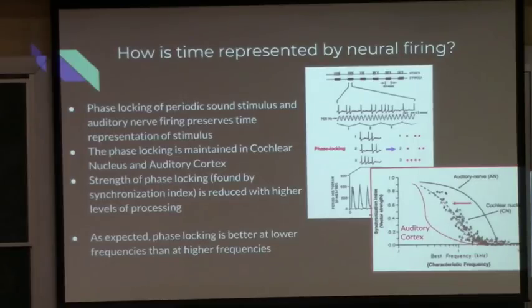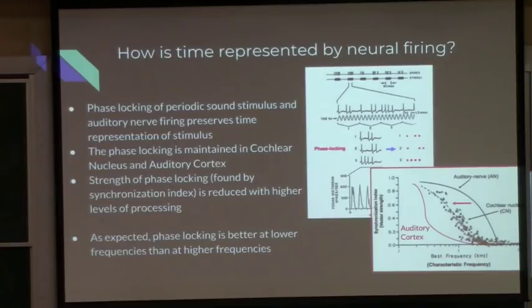And so the third question that he goes over is, how is time represented by neuronal firing? The answer lies in phase locking. Phase locking of a periodic sound stimulus and the auditory nerve firing preserves the time representation of the stimulus. The phase locking is maintained in the cochlear nucleus and in the auditory cortex, but the strength of the phase locking is reduced with higher levels of processing. That's what this diagram shows: as you move from the auditory nerve to the cochlear nucleus to the auditory cortex, for a certain frequency of sound, you have less phase locking. Any questions?